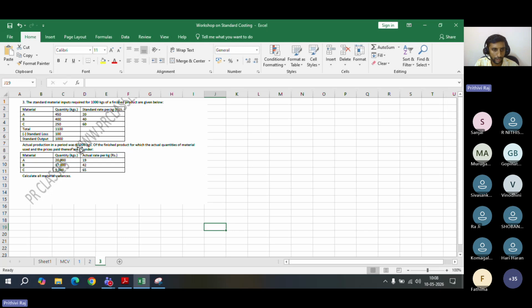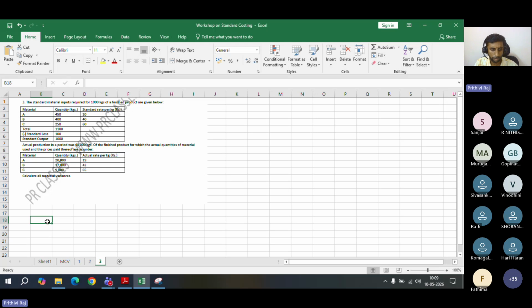Actual production for the period is 40,000 kgs. So this is my actual output. For 1000 kg, the standard data is given. This data I should convert to 40,000 kgs of the finished product, for which the actual quantities of metal used and the prices are as under. This is my actuals. Actual quantity for ABC 20,000, 17,000, 9,000. Actual rate is 19, 42, 65.